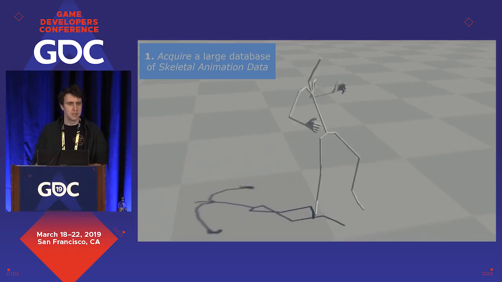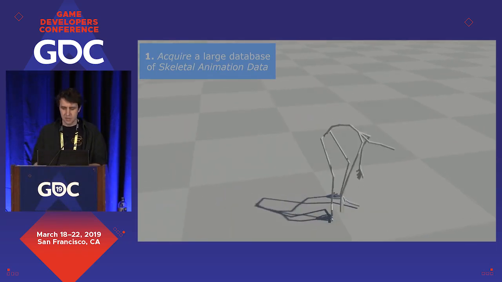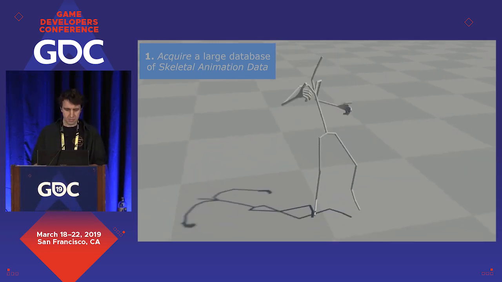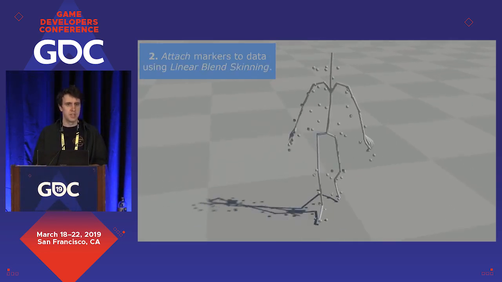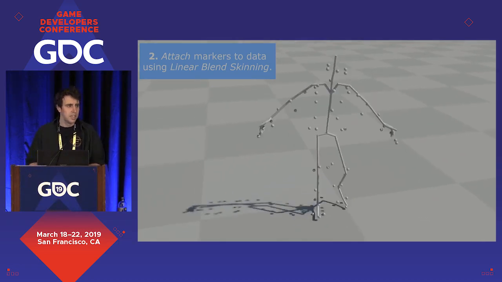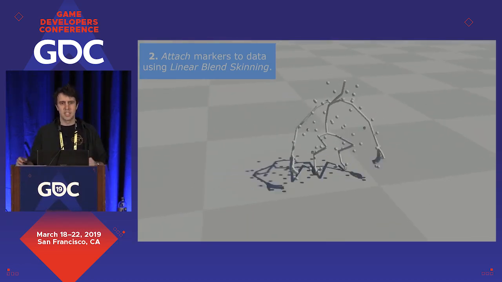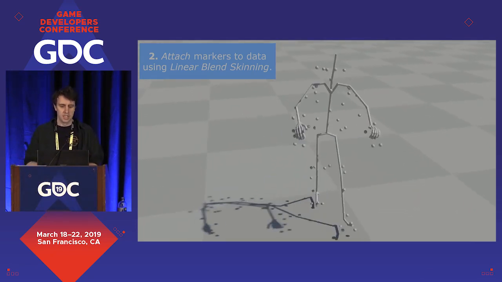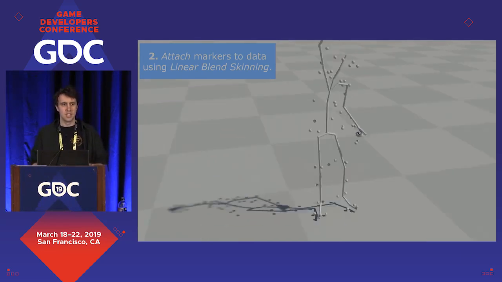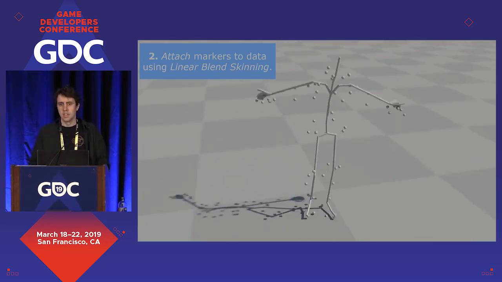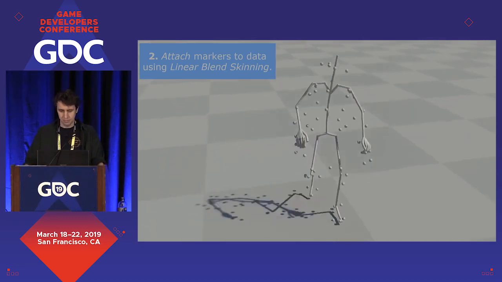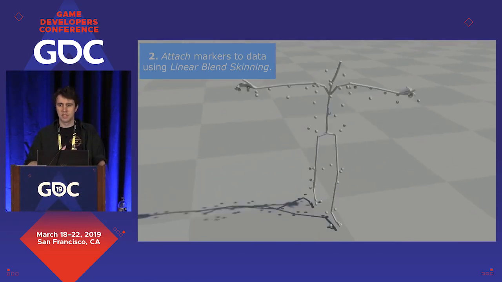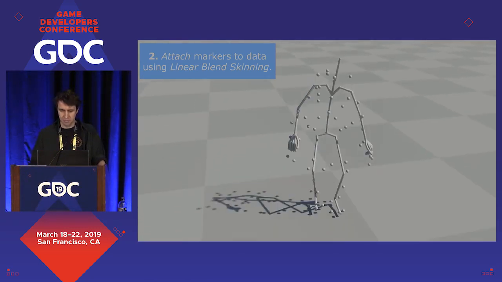So this is exactly what we did with our animation data. First, we get a large database of skeletal animation data. And then we attach markers to this skeleton in many different random positions. Whenever the technicians place markers on the character, there's always a slight amount of variation in where they place them in the real world. So we're emulating this. We're sampling some potential different locations the technician might have placed the marker. And then we attach the markers using linear blend skinning. So we just virtually attach them.